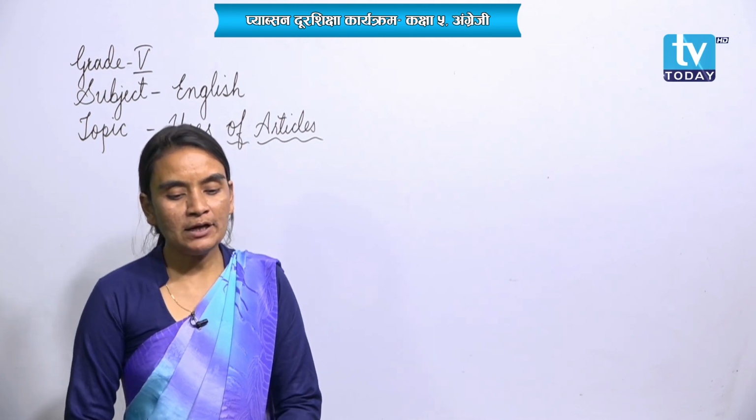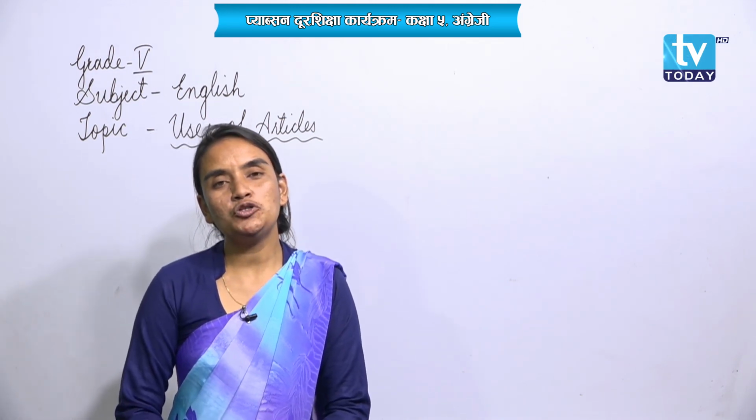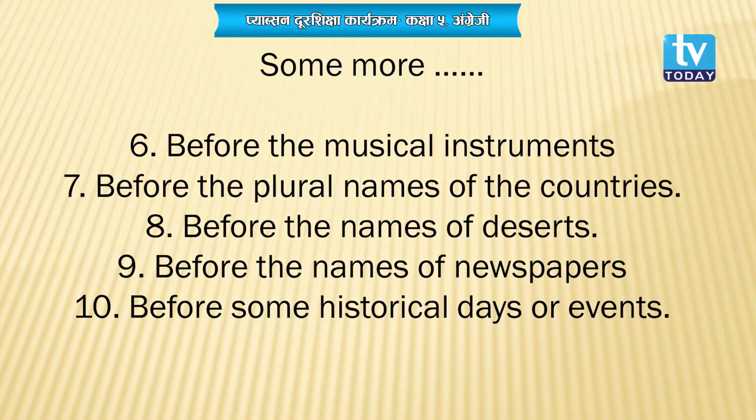Okay. Now, the next one. We can go to some more uses of article "the". Here in number 6, before the musical instrument. I can play the piano. I can play the violin. The violin, the piano. They are the musical instruments, so we are using the article "the" in front of them.